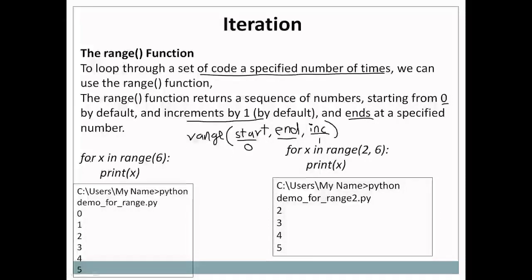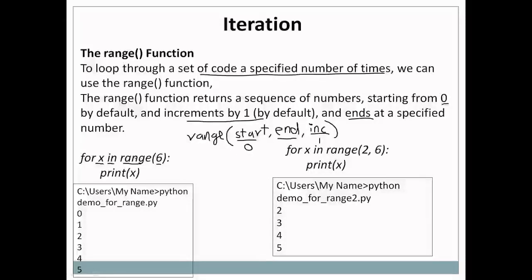So look at this example here. We have for x in range 6. As I've told you, range takes 3 parameters, but only one is passed. When only one is passed, we can consider that as end. So for this particular range function, we have end as 6, whereas start and increment are not specified. So start and increment are considered as 0 and 1 by default.